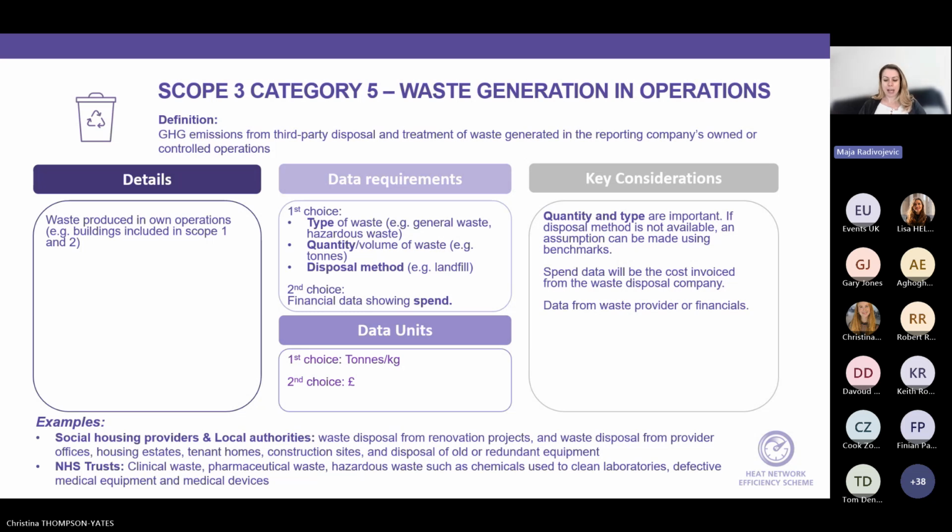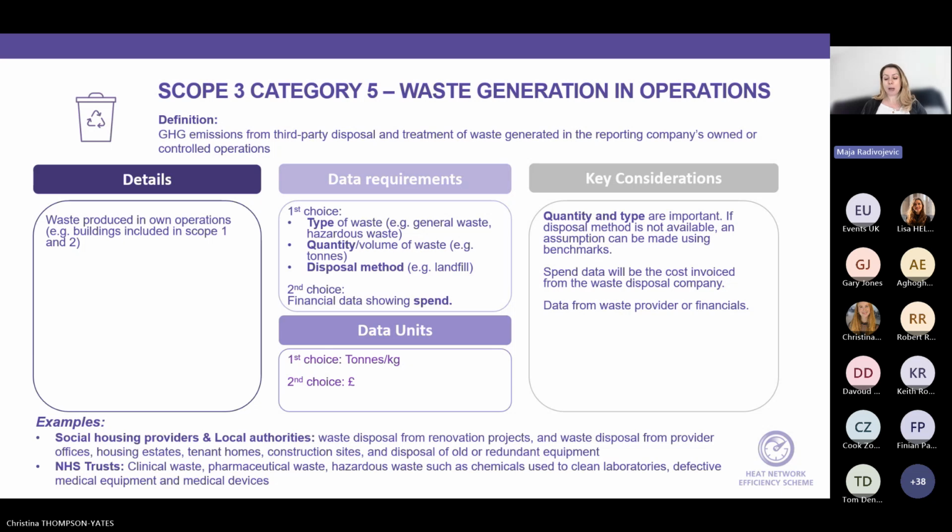Then we have category 5, which relates to waste generated in operations. So this covers greenhouse gas emissions from waste generated during the reporting year. Examples here could include waste disposal from renovation projects, waste from provider offices, housing estates, or tenant homes.